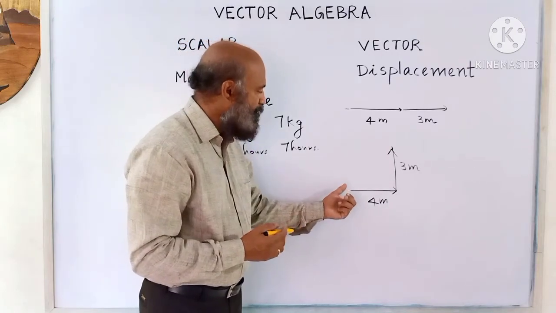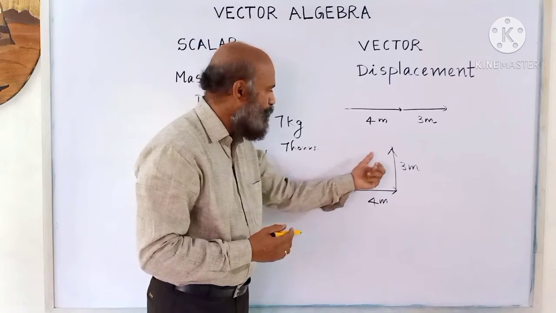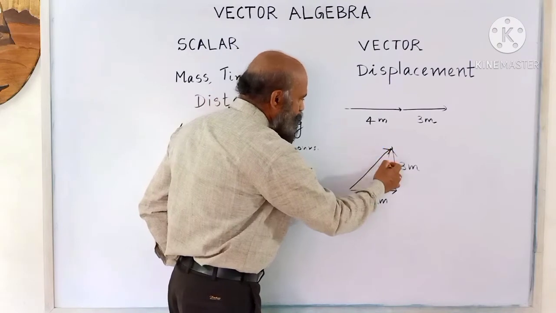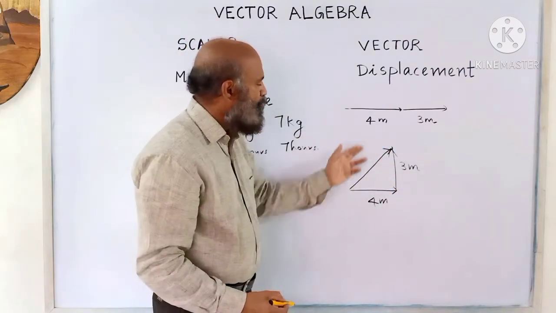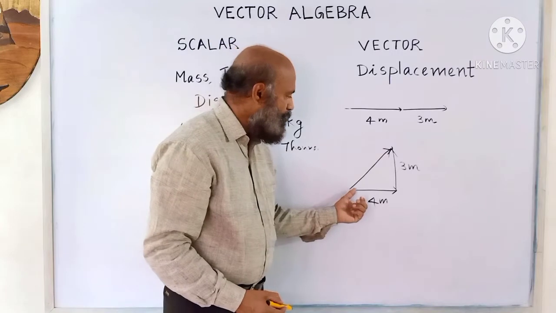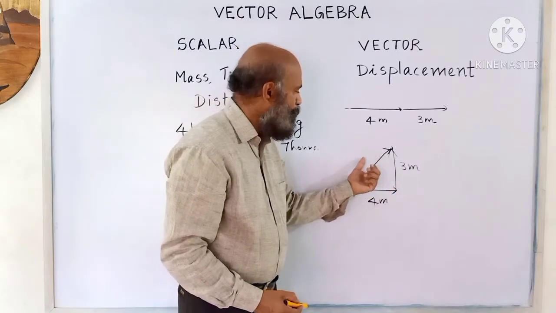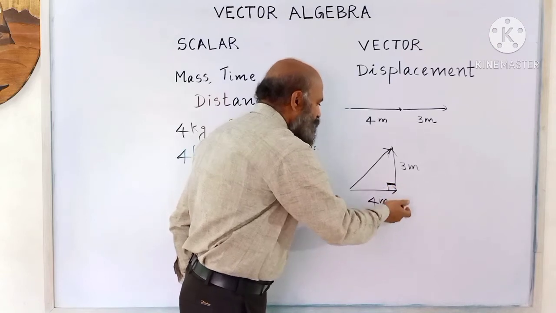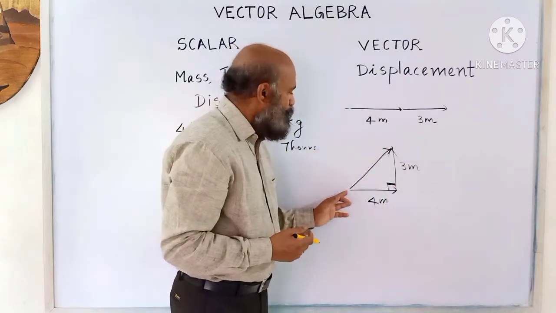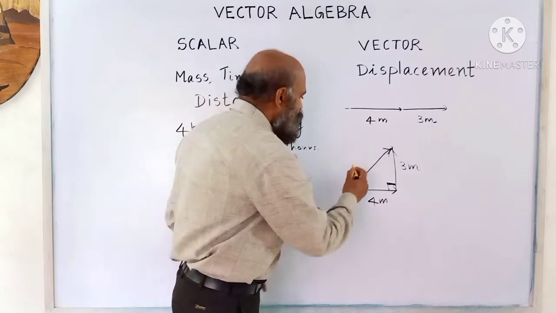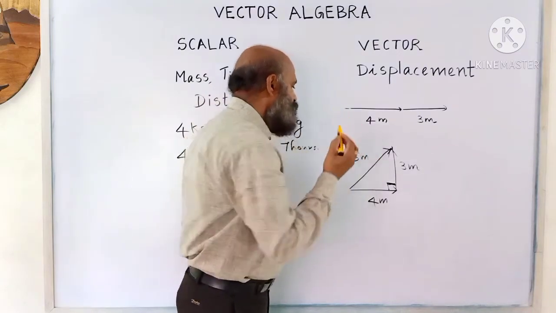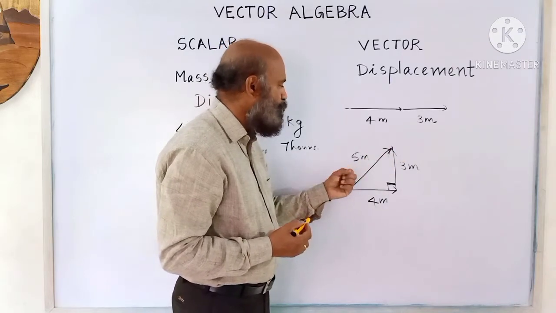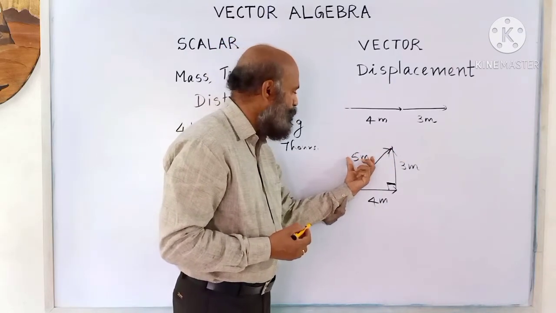Displacement is the shortest distance from the starting point to the final point. So now this is the displacement. Displacement is the change in position. So here, using Pythagoras theorem, you can get the hypotenuse. This is 90 degree. You're walking at right angles. So now displacement is 5 meter. Distance is 7 meter. So magnitude of the displacement is 5 meter.